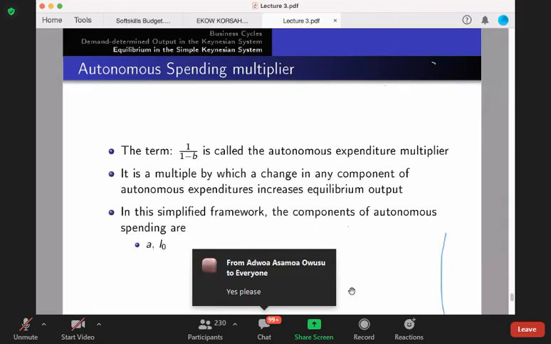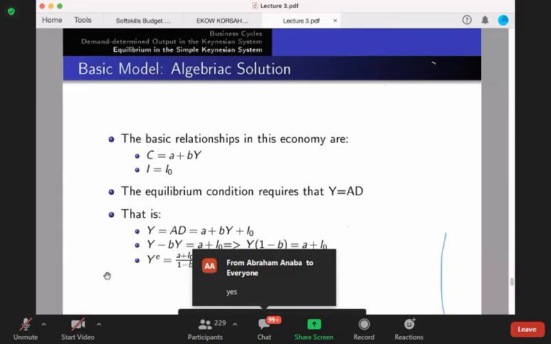All right, yes, you can unmute and ask your questions. Matilda and Angela. Sir, please, what's the meaning of the YE? So YE is just the equilibrium level of national income. Okay, thank you, sir.